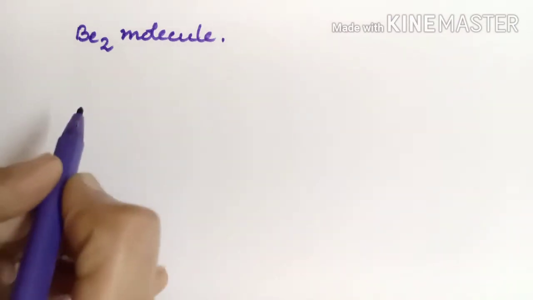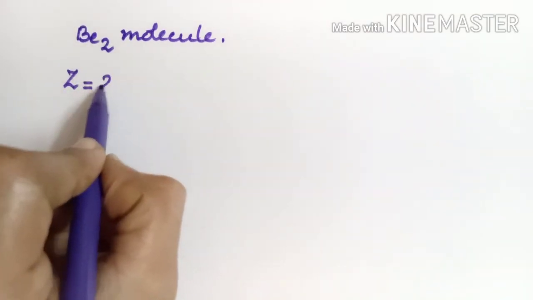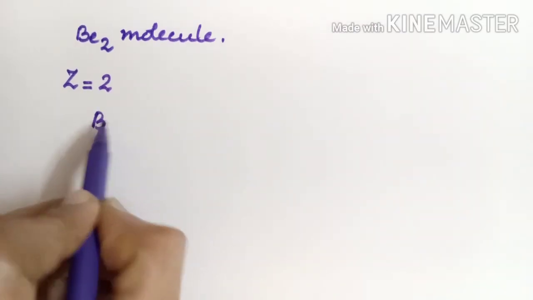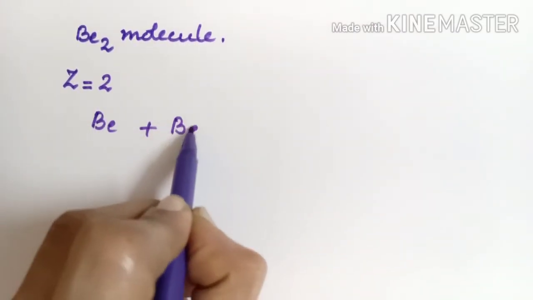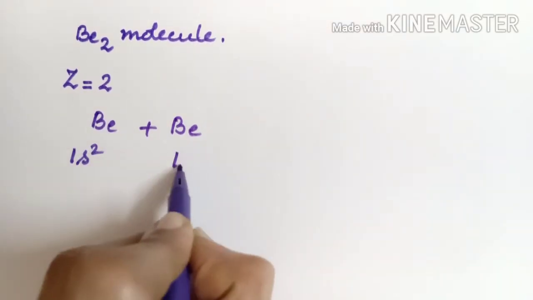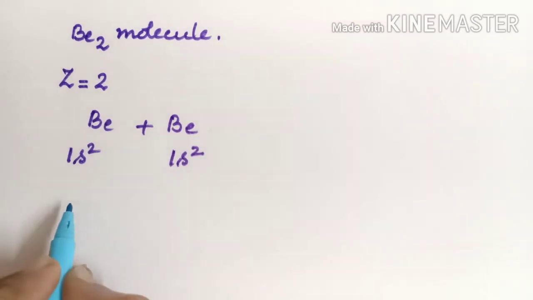The next example that we are discussing here is beryllium molecule. We want to check whether the beryllium molecule exists or not. For that, first identify what is the Z value for beryllium. Z is 2, that is atomic number is 2. So we find that 2 beryllium atoms, if taken, we have the configuration for them as 1s2 and 1s2. How many total electrons are there? Here you find that there are 4 electrons.